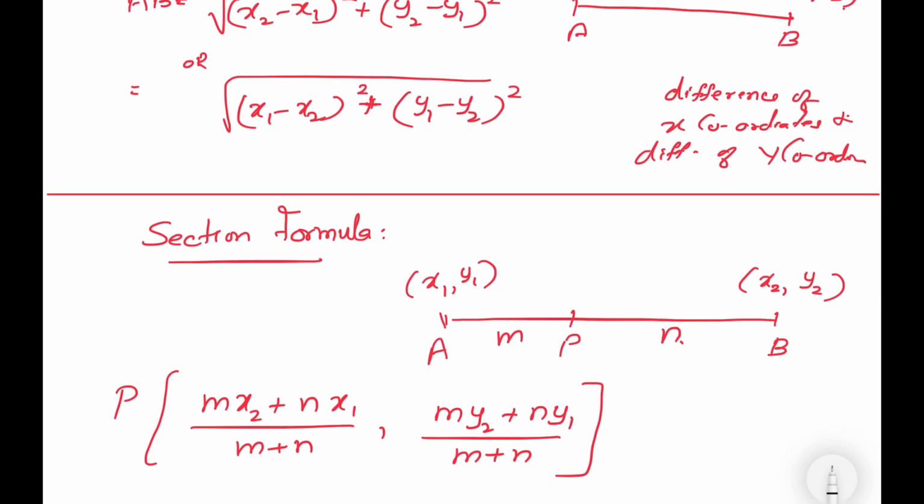Now the section formula, that is, if A and B 2 points are given and you have to find a point P on the line AB, and the ratio is given, how that P is dividing AB, that is AP by PB, sorry.